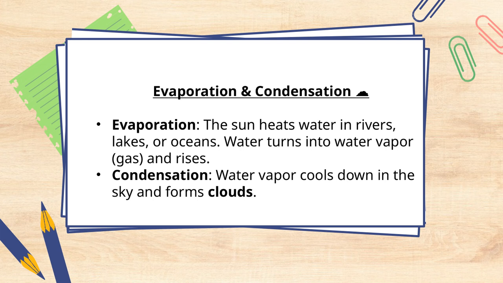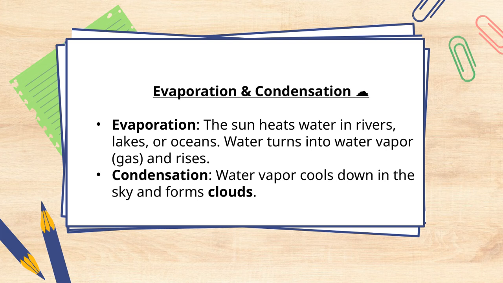Next, we have condensation. When the water vapor rises higher, it cools down. As it cools, it condenses. That is, it changes back from a gas into tiny water droplets. These droplets gather together and form clouds.